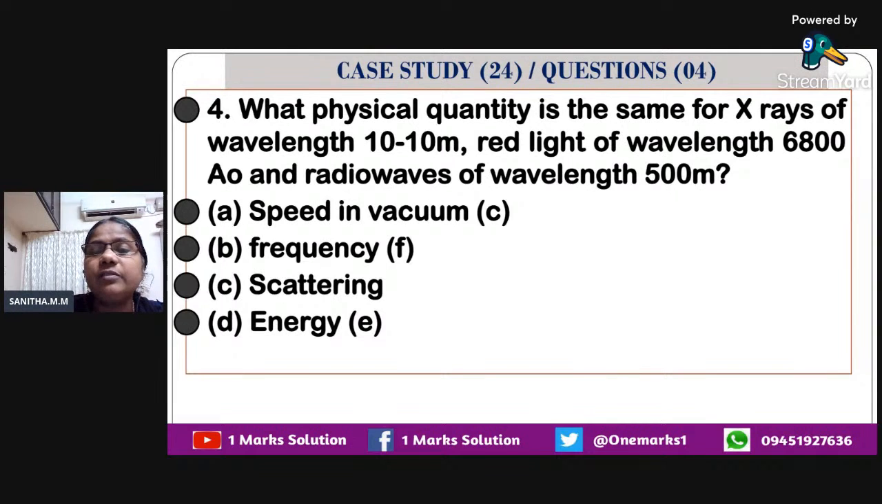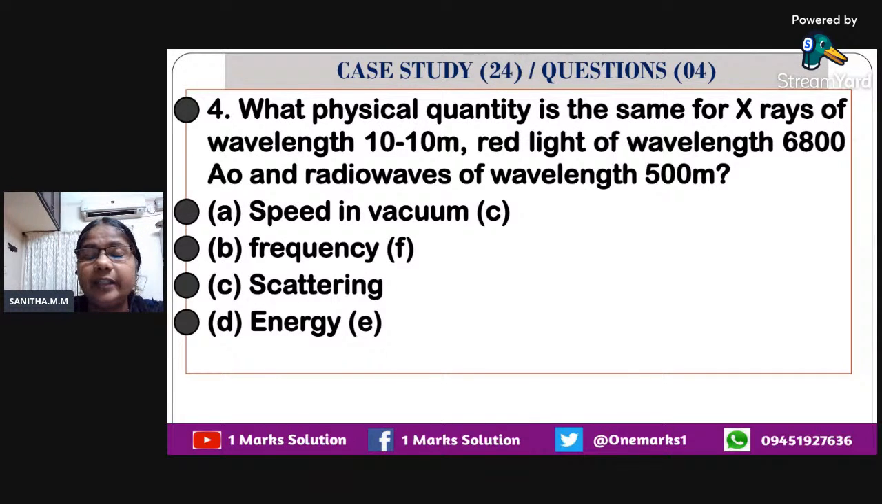Then radio waves of wavelength 500 meter. So see, all the rays are given here: X-rays, red light, and radio waves. The question is, which physical quantity is the same for all these rays? Is it the wavelength? Wavelength is different: 10 raised to minus 10 meter, and 6,800 angstrom, next one, 500 meter. But all these have the same physical quantity.